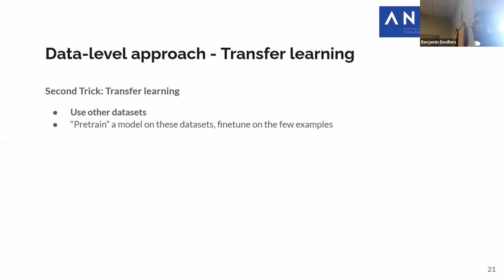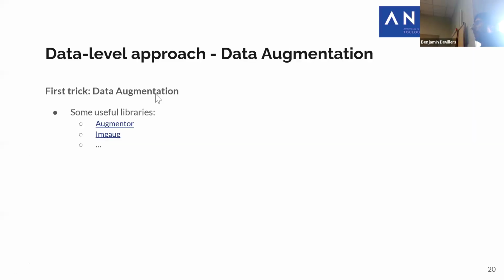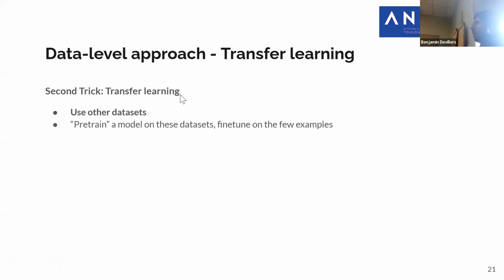So this was for how to deal with data. So first idea, data augmentation. We have an image. We can make transformations to get new images. Second idea, we can transfer the learning from other data sets they can find online, and then use that to my advantage for my own data set where I don't have a lot of examples.